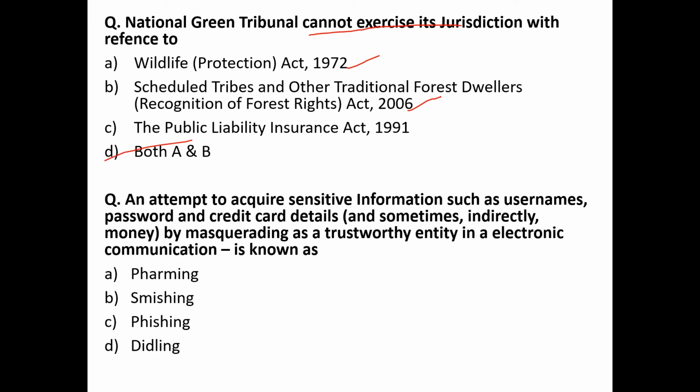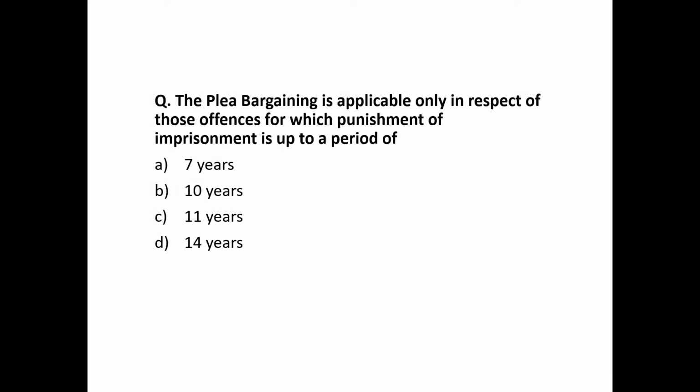Next question. An attempt to acquire sensitive information such as usernames, passwords and credit card details, and sometimes indirectly money, by masquerading as a trustworthy entity in an electronic communication is known as phishing. Option C. Next question. Plea bargaining is applicable only in respect of those offences for which the punishment of imprisonment is up to a period of 7 years.